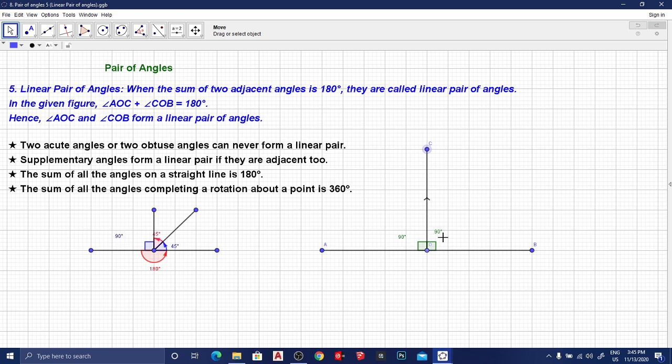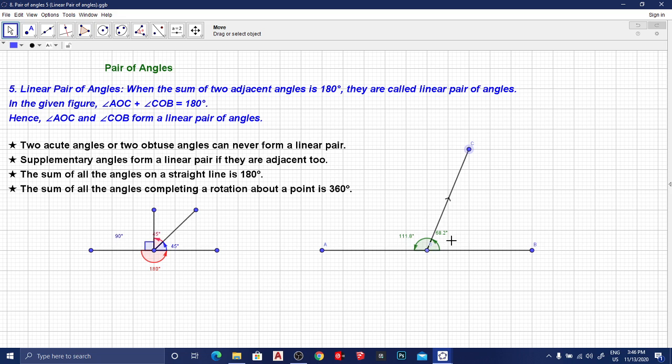In adjacent angles, there is no need for the sum to be 180 degrees. But in a linear pair, they should be adjacent and the sum of the angles should be 180 degrees. Then only these two angles are called a linear pair. And there is no need for the two angles to be equal like this. You can take it like this also: 111.8 and 68.2.